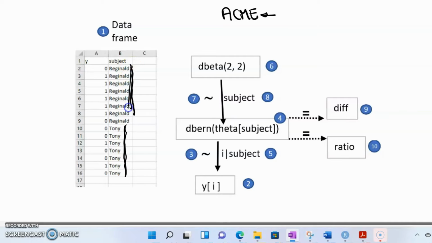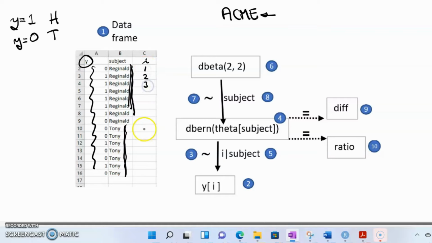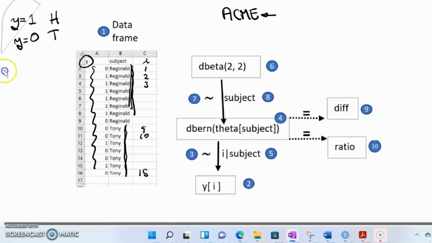So Reginald and Tony have their coins and they toss them. And we record Y, where Y is going to be equal to 1 if it's a head, and Y is going to be equal to 0 if it's a tail. So we've got all these responses, all these zeros and ones. Although it's not explicit, implicitly we can think there's something called i that is row number, so you're going to have 1, 2, 3, all the way down to 15. So that gives us a good idea about what the data are.